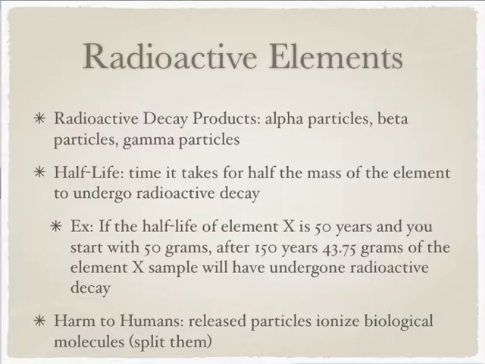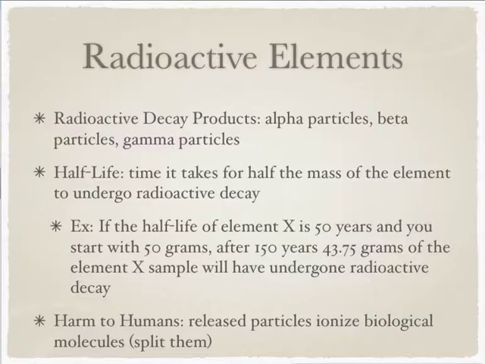An example would be that if the half-life of element X is 50 years, and you start with 50 grams, after 150 years, 43.75 grams of the element will have undergone radioactive decay. You get this simply by dividing 50 by how many times the half-life goes into the number of years. So, we said that it was 50 years and 150 years long. That means it's gone three half-lives. So we take our 50 grams and divide it in half three times. That remaining number is the amount left to undergo radioactive decay. So we subtract that from 50 to tell us how much has already undergone radioactive decay.